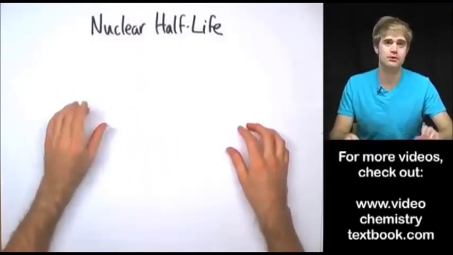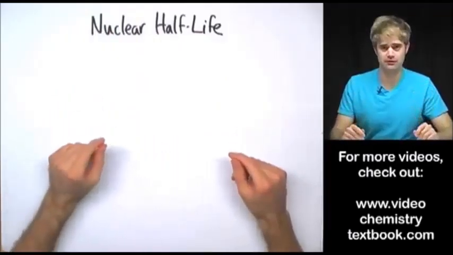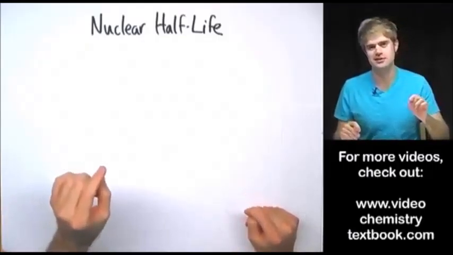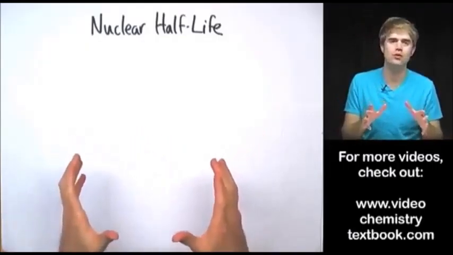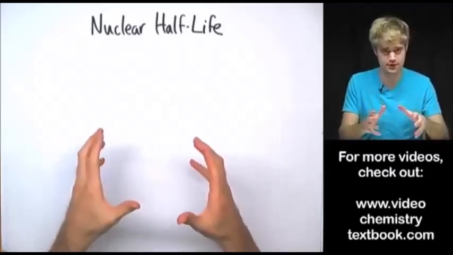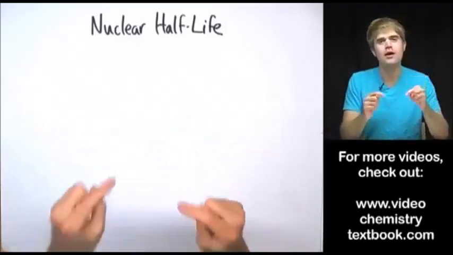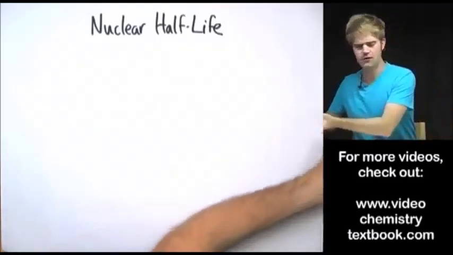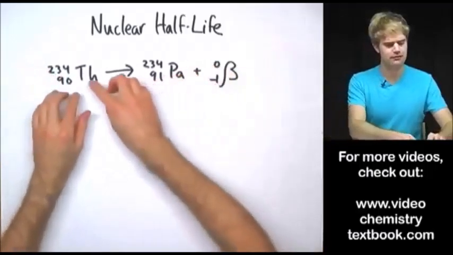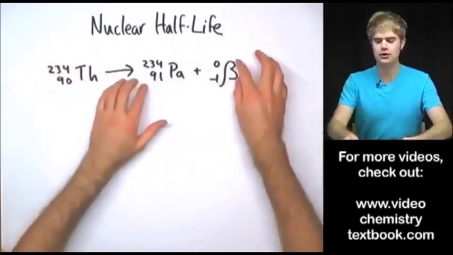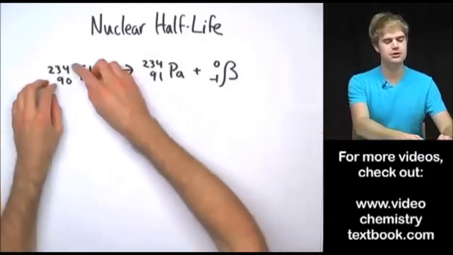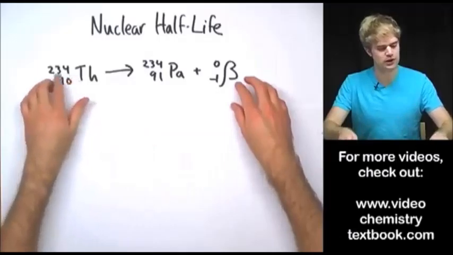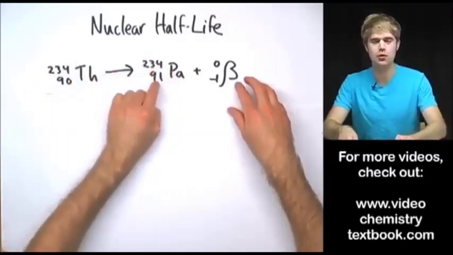problems on this stuff. So, nuclear half-life tells us how long it takes for nuclear processes to occur. So a nuclear process is one where the number of protons and neutrons in an atom's nucleus change. Here is an example of a nuclear process. So here we have thorium-234, and it is undergoing beta decay, which means that one of its neutrons turns into a proton.